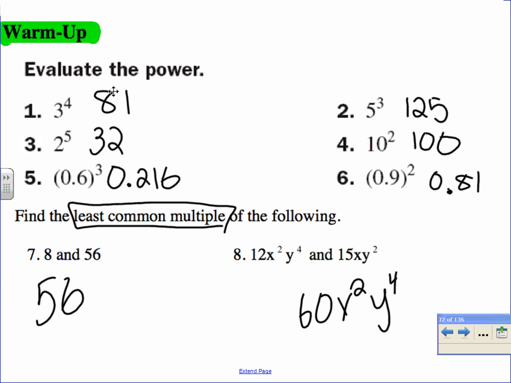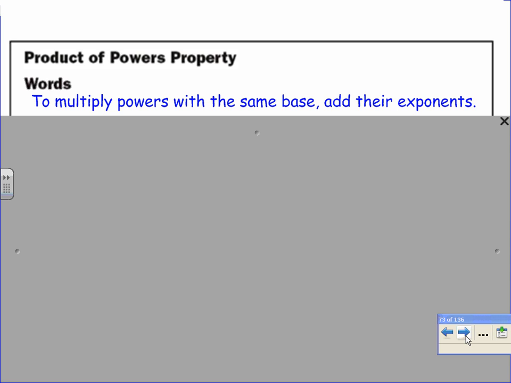Okay, any other questions on least common multiple, GCF, or anything on the warm-up? So not bad. Okay, first exponent rule is called the product of powers property. Here's what this says. To multiply powers with the same base, you need to, I'm going to put a box around this, add their exponents. This rule is extremely important. To multiply powers with the same base, you need to add their exponents.